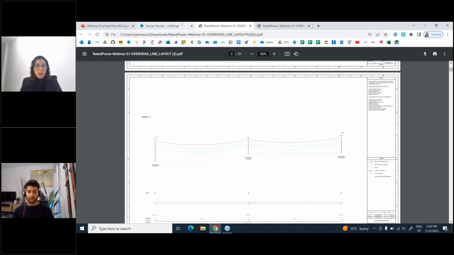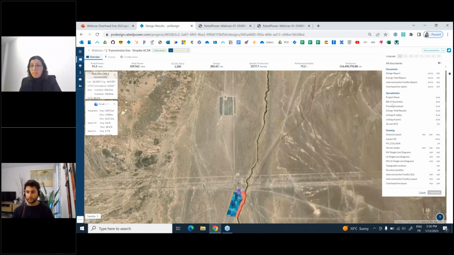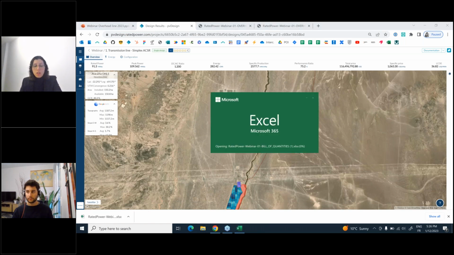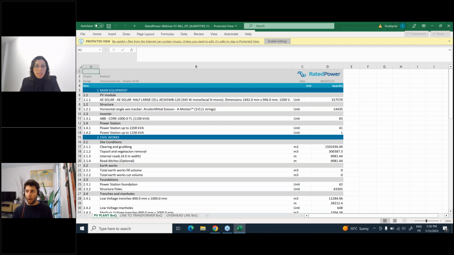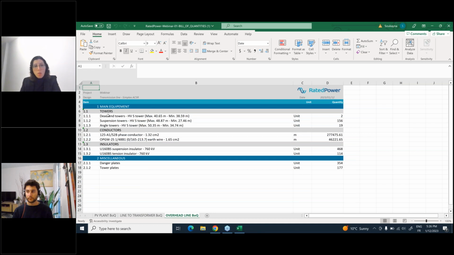So these are the main documents that we generate with all the results. Another, last thing is the bill of quantity. So it's the bill of materials that we have for the plant, for the substation. We decided to also include a Google sheet for the overhead line, where the user can find the elements calculated by the software and their quantities. As you can see here, it's small, but it has the towers, the conductors, the insulators, each type with the quantities, the total length of the cables, and also some miscellaneous elements such as the danger plates or the tower plates. So this is what we currently have on the web shell.